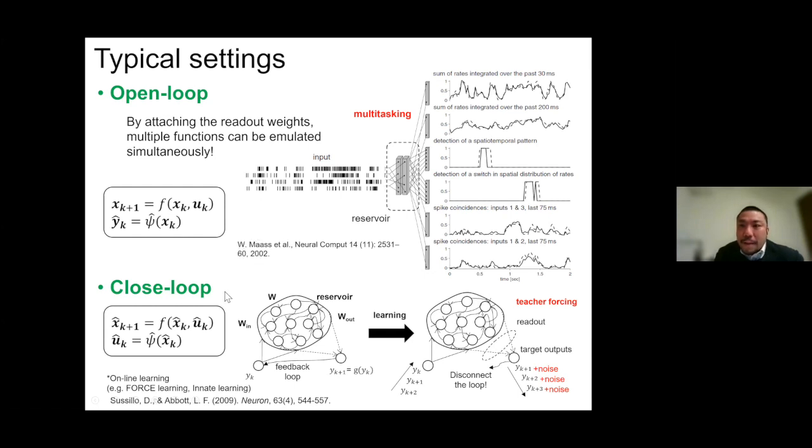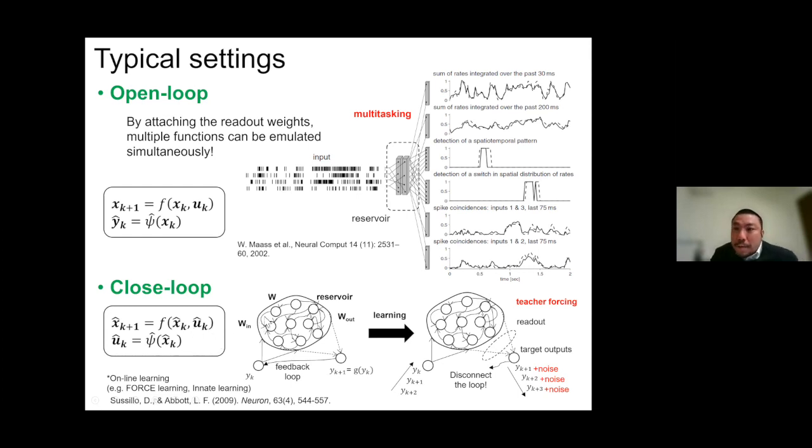And for the closed loop setting, just like the open loop case, we inject the input and drive the reservoir dynamics, and you use the response, and you adjust the readout part psi, and you generate the output. But this output is injected as the next input. By doing this, you can emulate some autonomous dynamical system. In the open loop case, this is an input-driven dynamical system. But in this case, you can emulate some autonomous dynamical system.